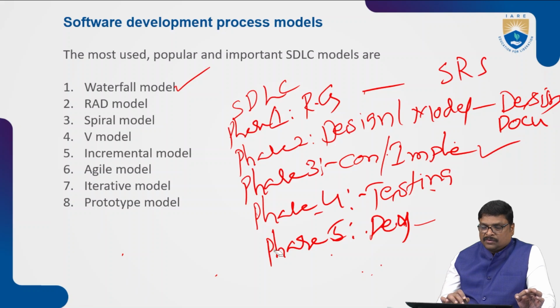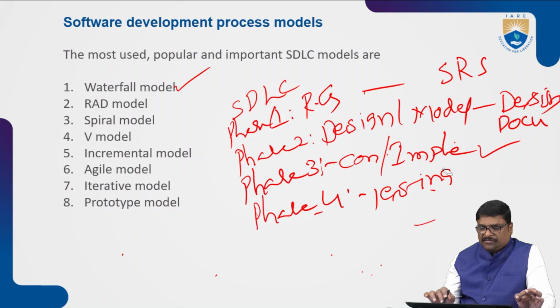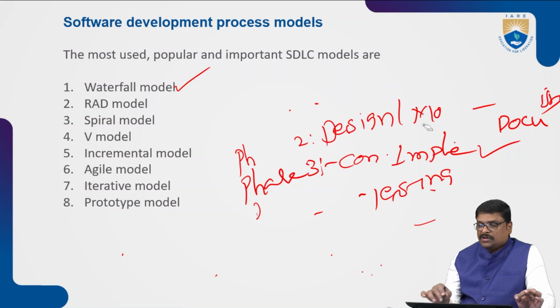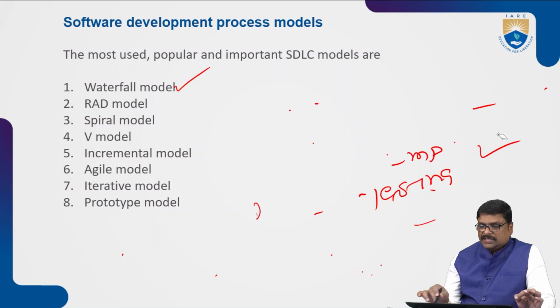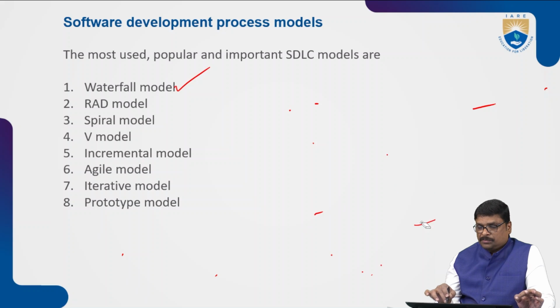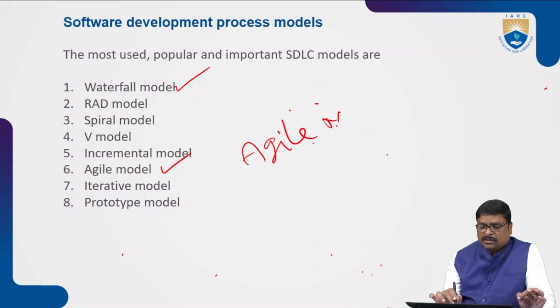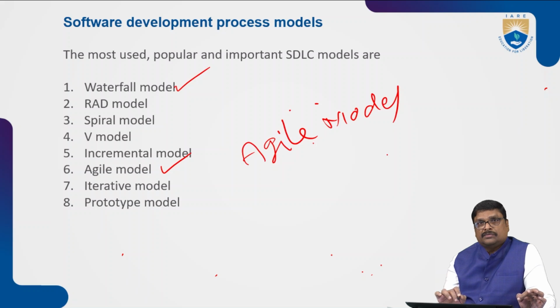Why do we have different types of process models? We need to understand what exactly a waterfall model is, then what a RAD model is, what a spiral model is, what a V model is, what an incremental model is, what an Agile model is. Now, the most popular model which the current industry is using is the Agile model. We'll discuss Agile when we get to that topic, but I want to mention why Agile models became more popular.